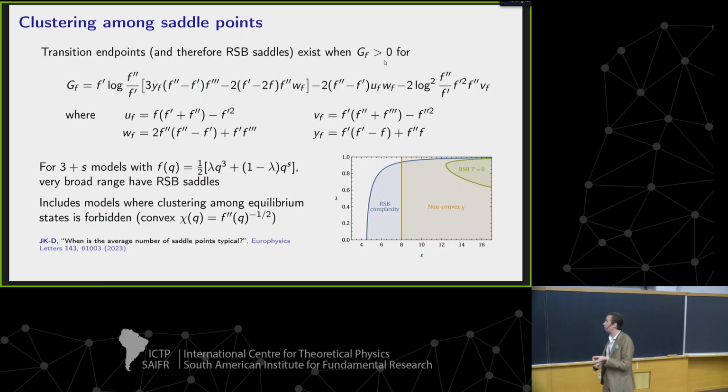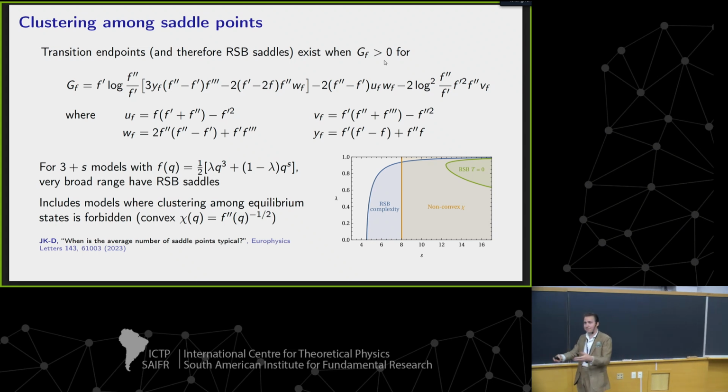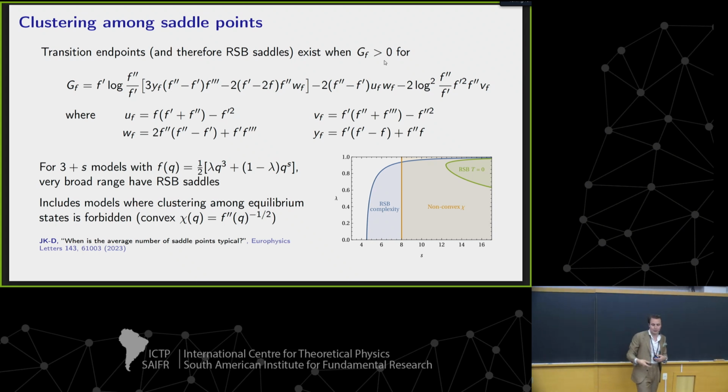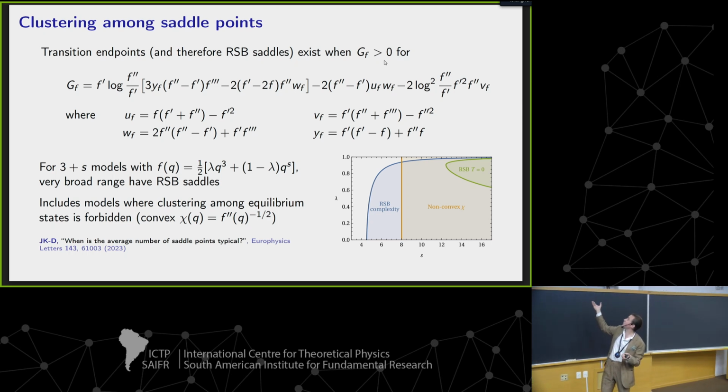And this is what I did in a recent paper. I was able to do it analytically, for any of these functions which characterize the covariance of the model, to make a formula which tells you, if you evaluate this formula, if it's greater than 0, then you have transition endpoints, and therefore you should expect to find some clustering structure among saddle points in the landscape.